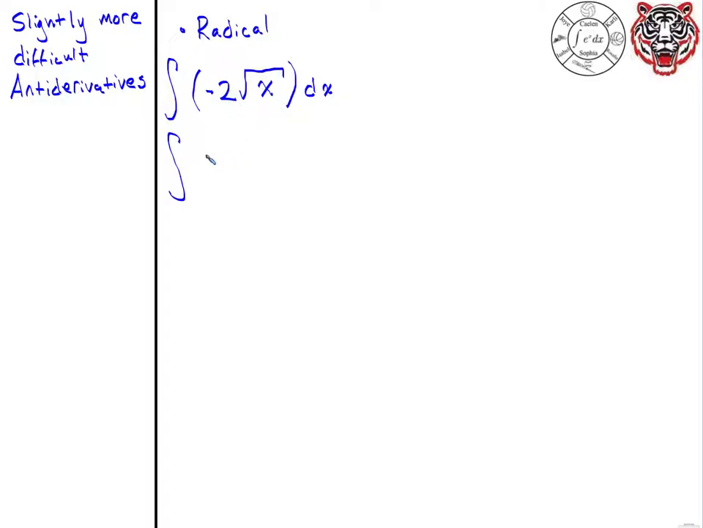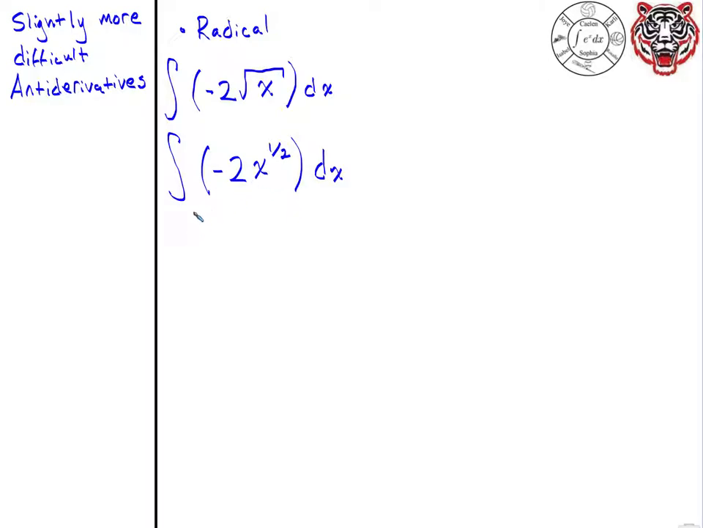I need to rewrite that radical a different way, just like I would do if I was taking the derivative. So this is going to be x to the 1/2 dx. All right. Now I do my rules. This is just power rule.